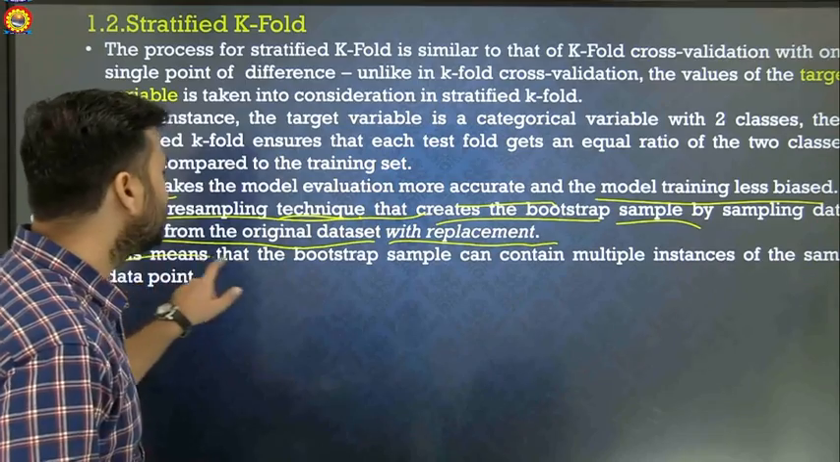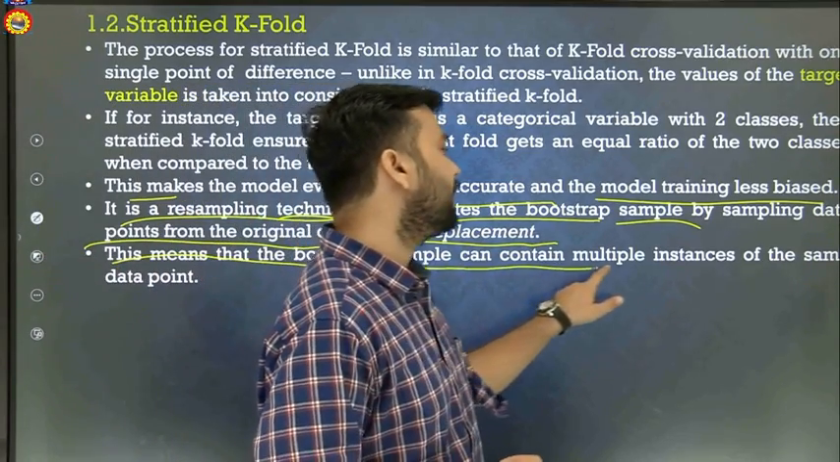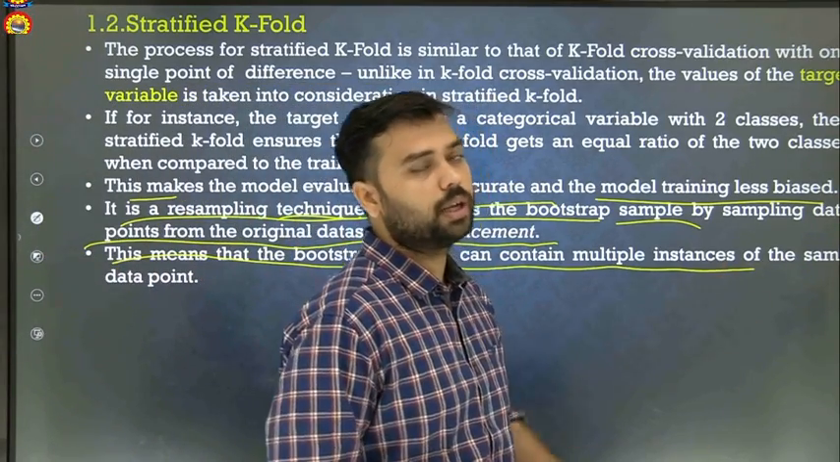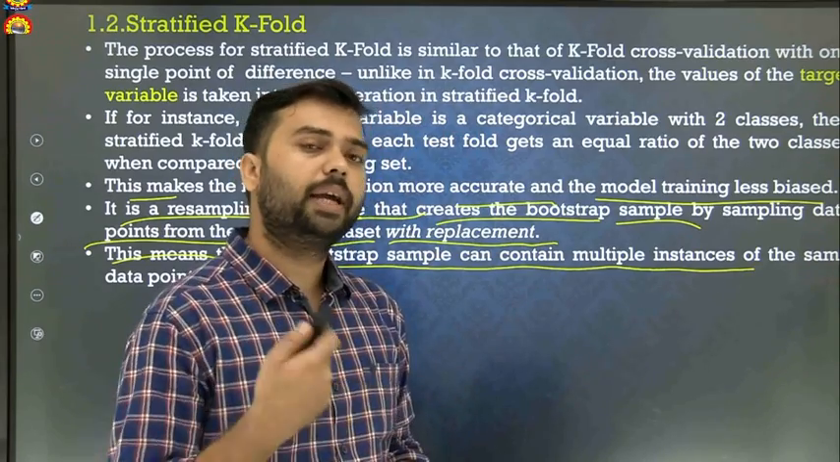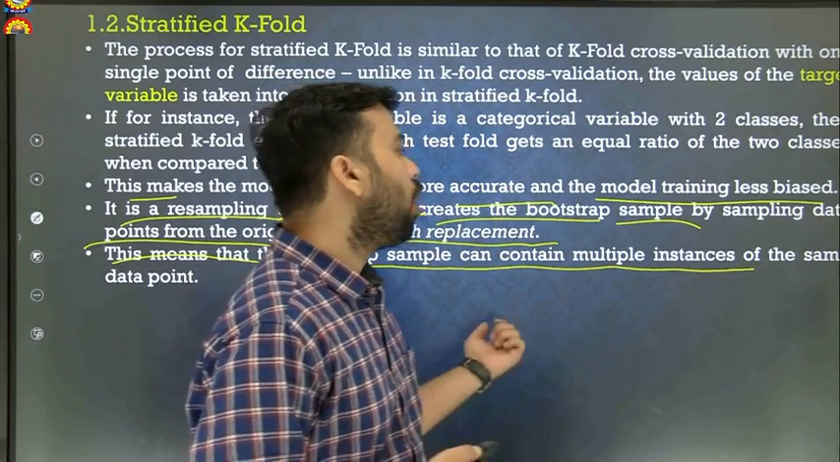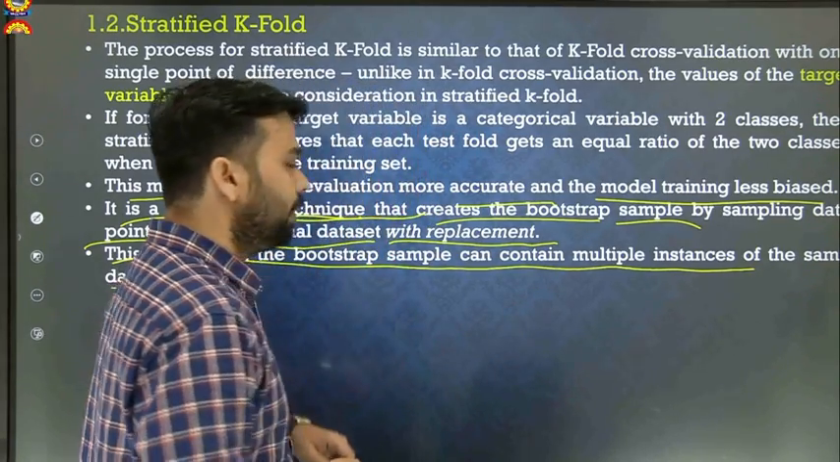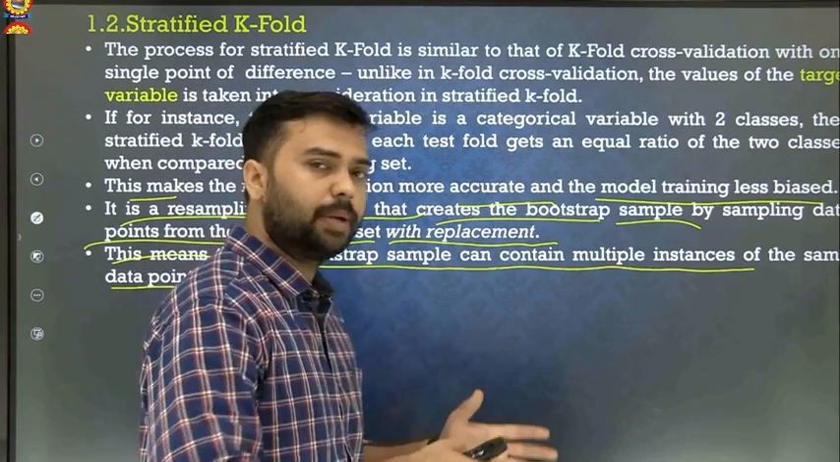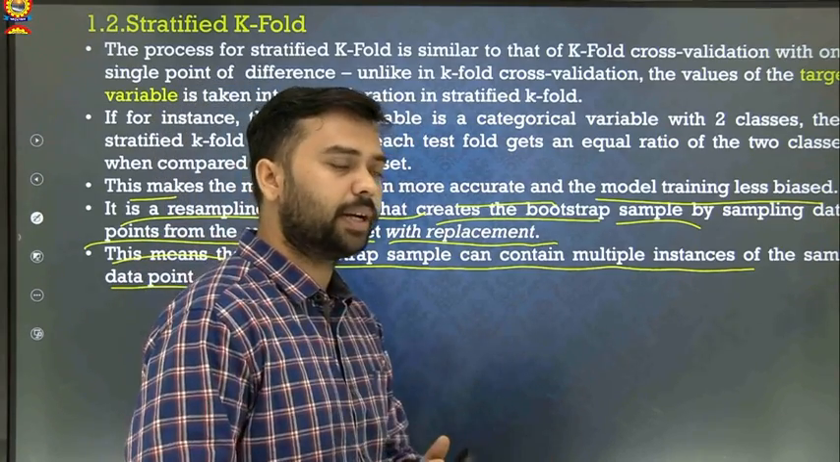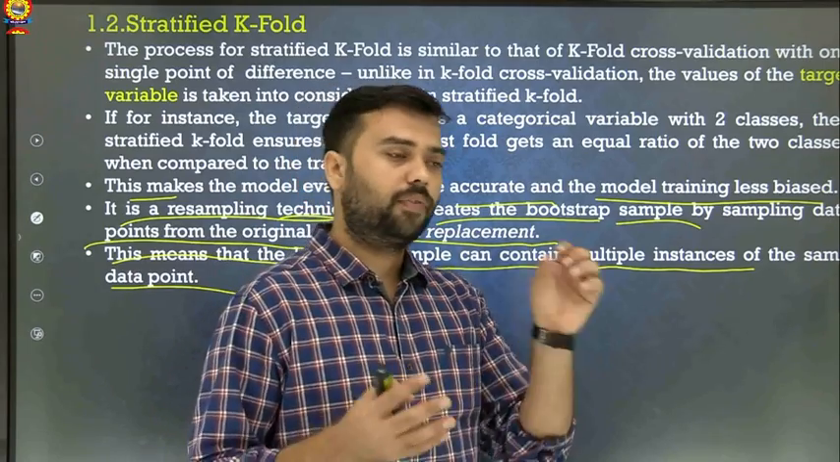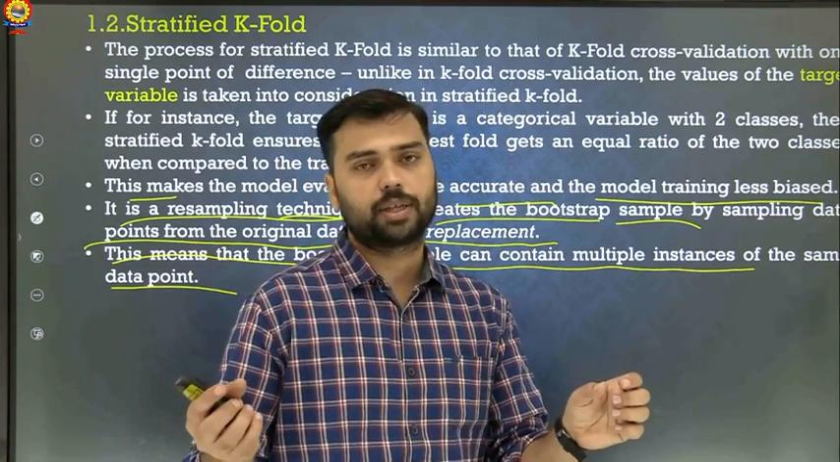So this means that the bootstrap sample can contain multiple instances of the same data point. No doubt we have k folds, so there are k instances of the same data point. It means we have the same data set, and with the same data set we divide it in different ways: one subset, and the rest subset is known as training data.